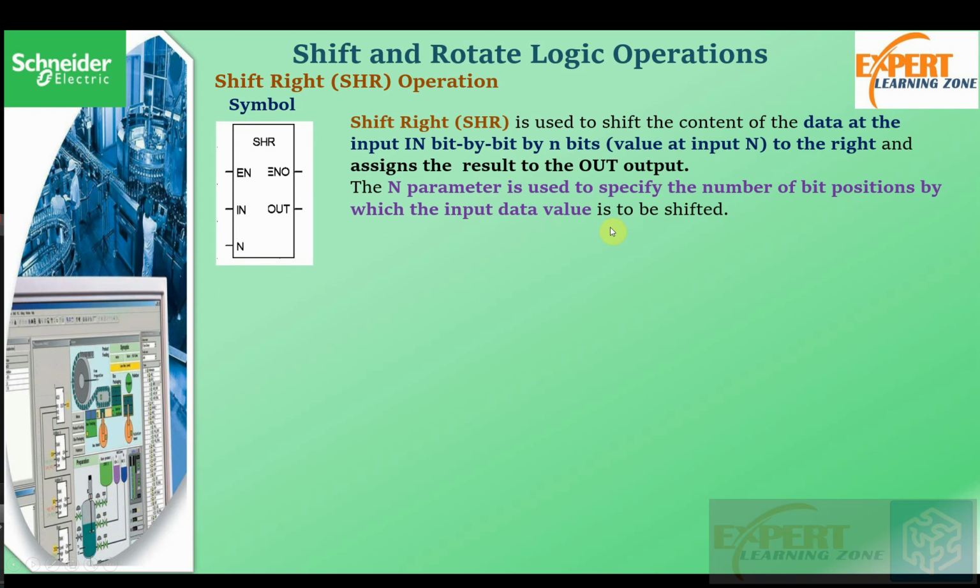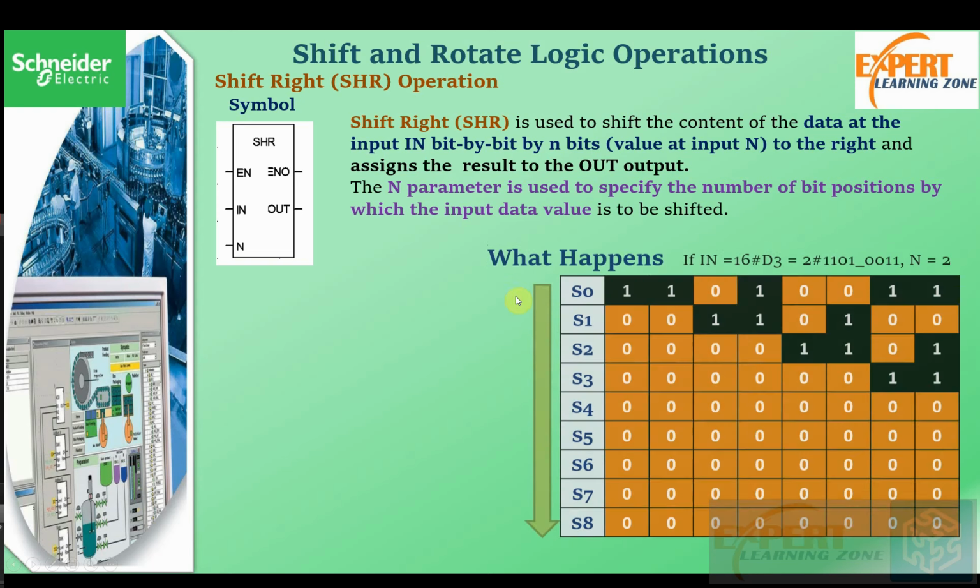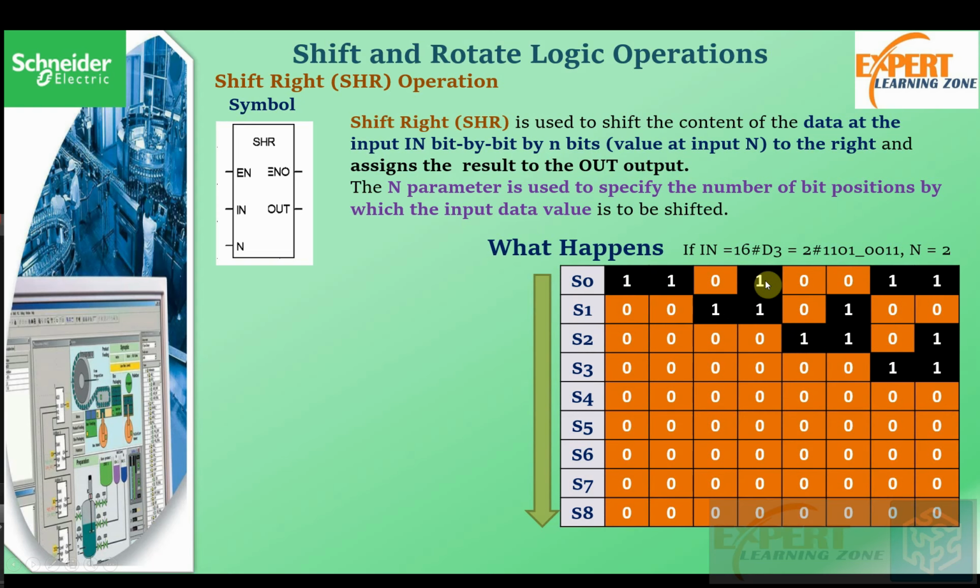And how does the shift right operation function? So the shift right operation shifts the data at the input to the right by n number of places. So it actually does a bit by bit shift n places to the right. Let's demonstrate this with an example.